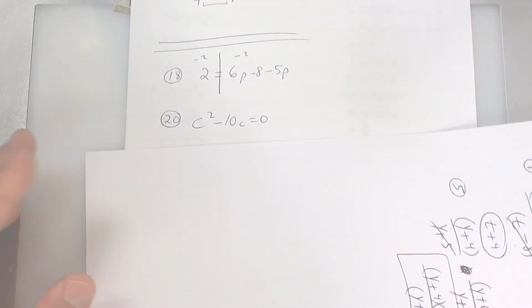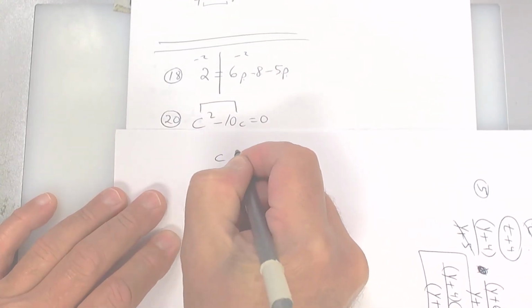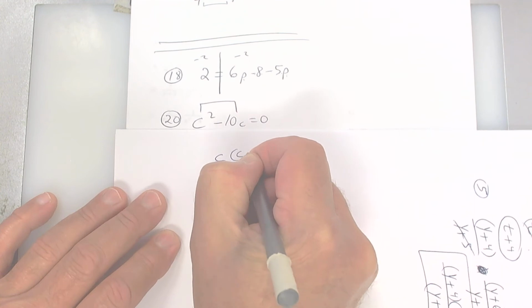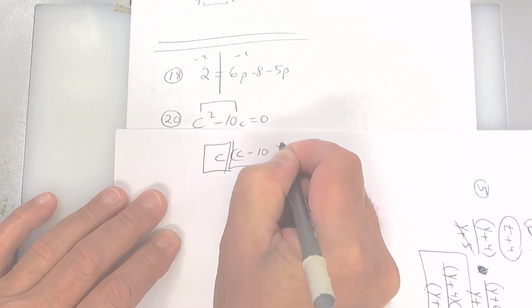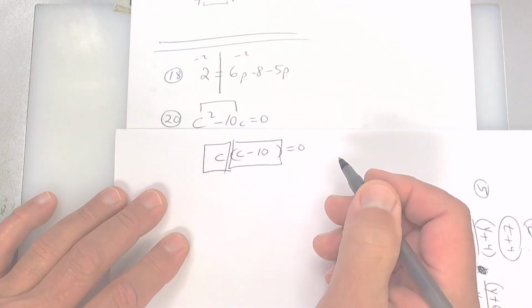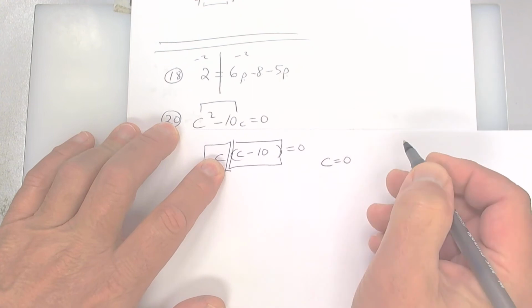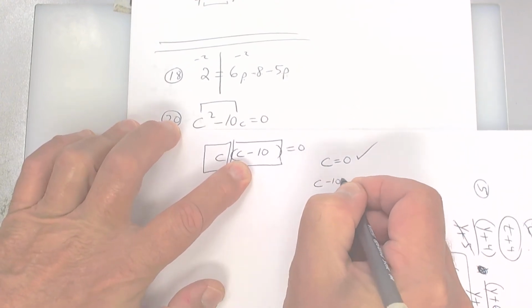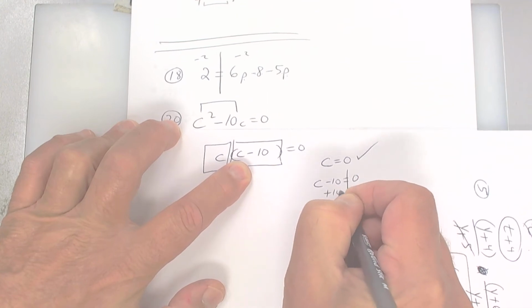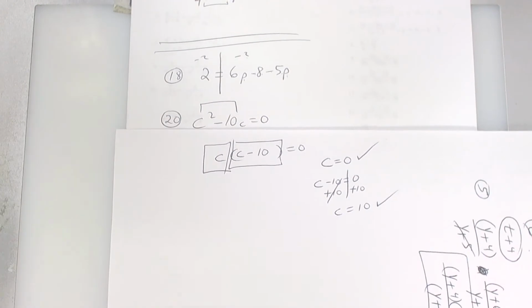This one right here, you want to factor it and set it equal to 0. Well, what they have is a c in common. So take a c out, and you're left with c minus 10 is equal to 0. This is a factor, and this is a factor. So you want to set each factor equal to 0. The first one is c is equal to 0. That is a solution. The next one is c minus 10 is equal to 0. You want to add 10 to both sides, and you get c is equal to 10, and you're done. And there it is, and that's how you do it.